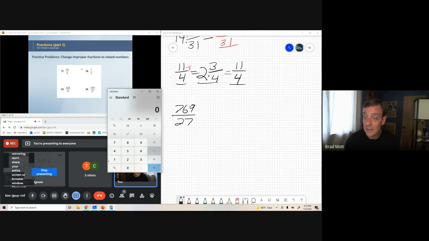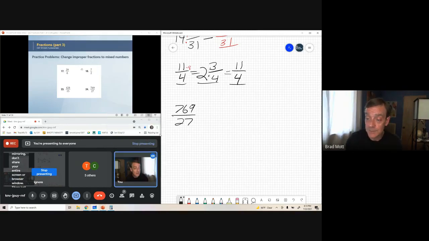No, I thought maybe 3 went into both of them. No, so nothing goes into both 769 and 27. I'm just experimenting here. Sometimes that's what you do. So 3 does not go into them. 9 does not go into both of them. 27 does not go into both of them. So that is, believe it or not, already a simplified fraction. So let's find out what that whole number is.